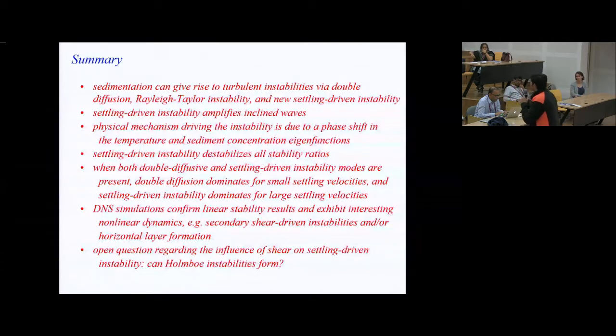In the interest of time, we will move on to the next speaker, and let's thank Professor Meiburg once again for this talk.